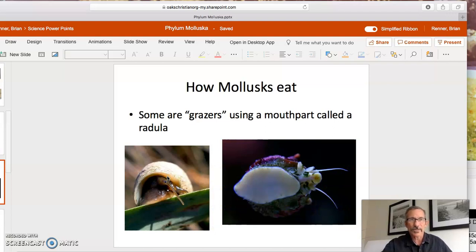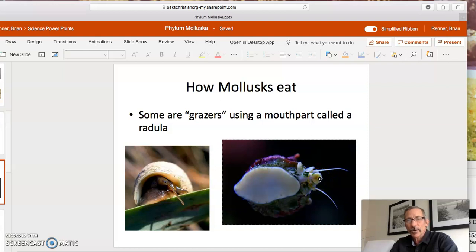The way that these animals eat as a group. You see there's three or four different ways of eating here. Some are grazers. So when you think of that word grazing, maybe you might think of cattle, horses grazing on grass. Well, in the same way, slugs and snails and animals in that group will graze using a mouth part called a radula. And I do remember mentioning this in the classroom a while back.